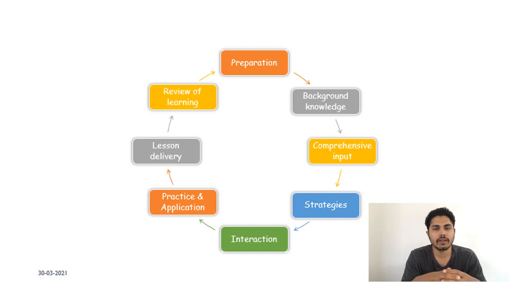The first one is preparation, the second one is background building, the third one is comprehensive input, the fourth one is strategies, the fifth one is the interaction, the sixth one is practice and application, the seventh one is the lesson delivery, and the eighth one is the review of learning. All these 8 components make a lesson stronger, make it more effective, more productive.